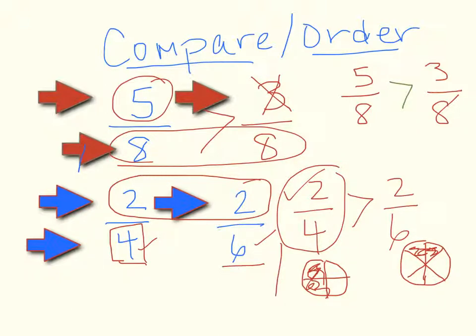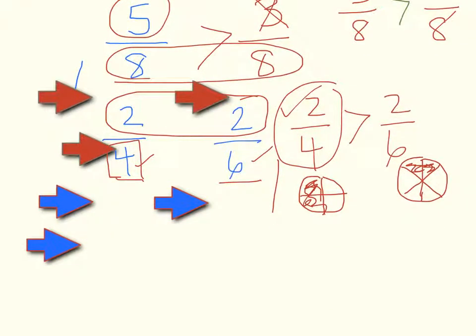Okay, so now that we have figured out how to do it when we have the same numerator or the same denominator, what about when we have different fractions? So let's look and see how that's going to look. All right. So when our fractions are different, this is where our knowing the greatest common factor or the least common multiple comes into play.